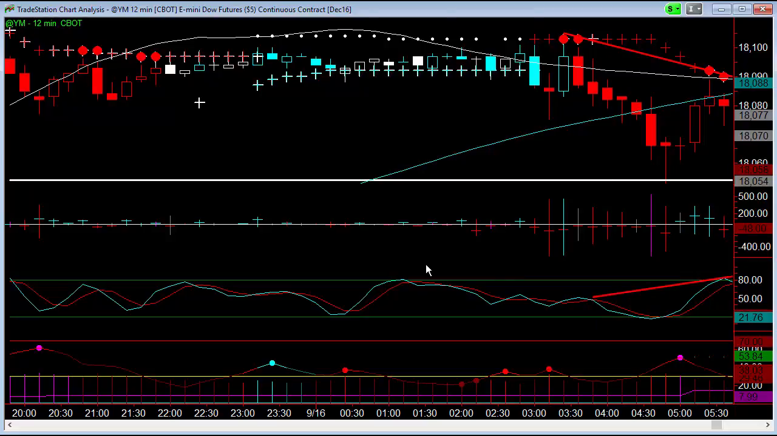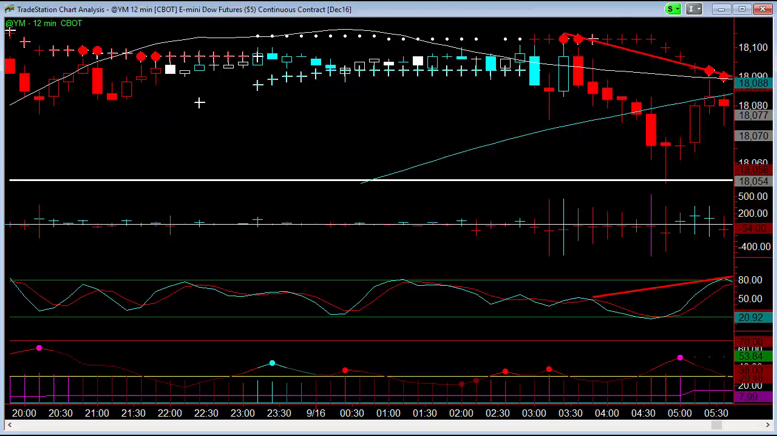Now, the other thing that we had going for us is that sellers actually stepped in as this high was made. Sellers actually controlled that bar, and I know that because this is below the zero line. The price bar did not confirm it. The next price bar did.